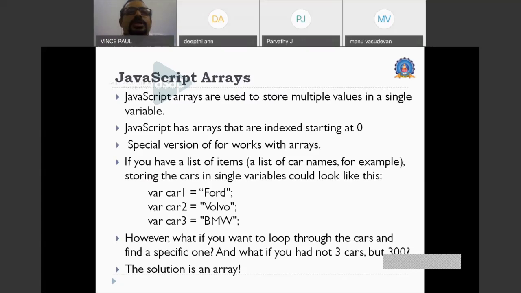Yeah. Like in all other programming languages, we have arrays, and JavaScript also has arrays as a data type. Here I made certain names of cars: car 1 as Ford, car 2 as Volvo, and car 3 as BMW. If I want to put all these variables into a single thing, I can make use of arrays with a single name, and I can use these entities in my program.